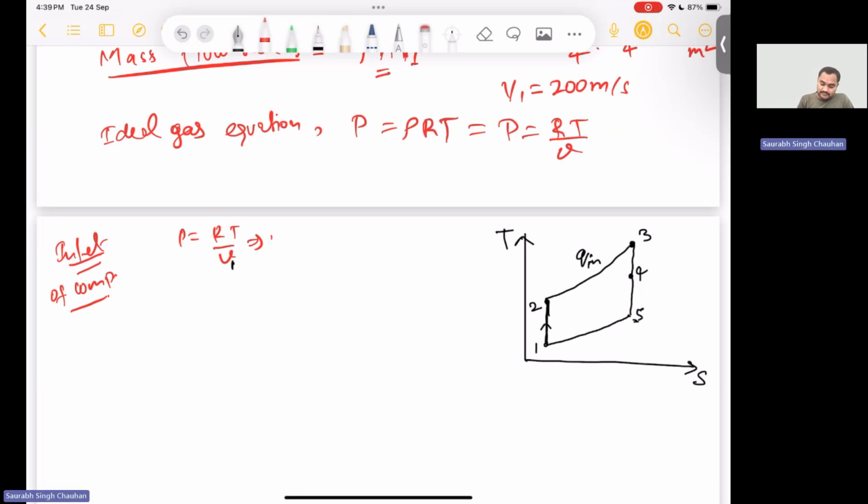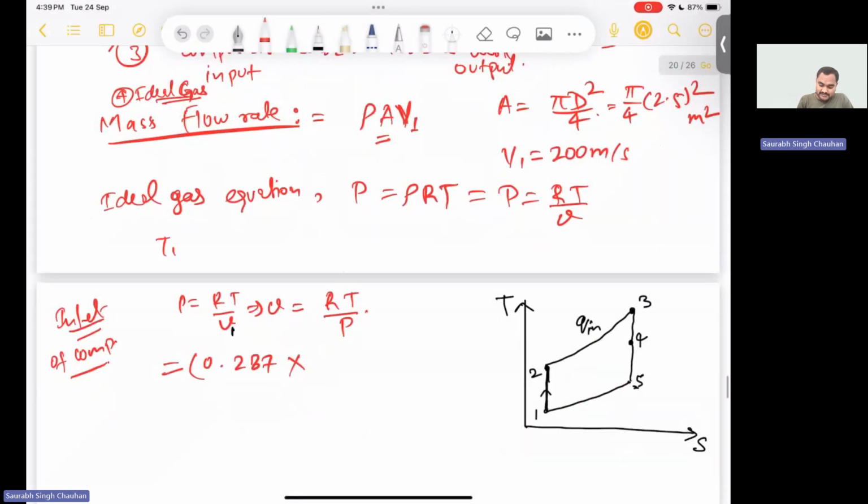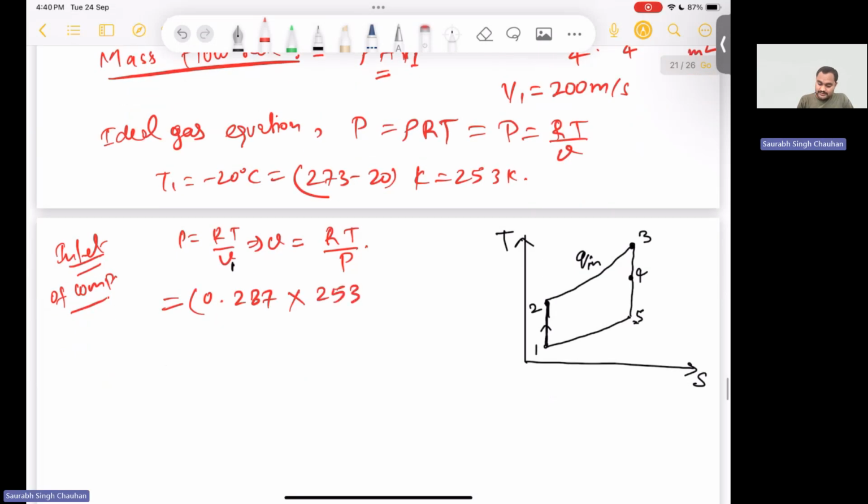So we can write V equal to RT by P. Okay, and if you substitute the values, R is equal to 0.287 and temperature is how much? Minus 20 degrees Celsius. So T1 is minus 20 degrees Celsius, that is equal to 273 minus 20 Kelvin, so 253 Kelvin. Everything is in SI unit, so I'm not writing the unit. I will just write the final unit. So this we are calculating V, and the unit of V is meter cube per kg.